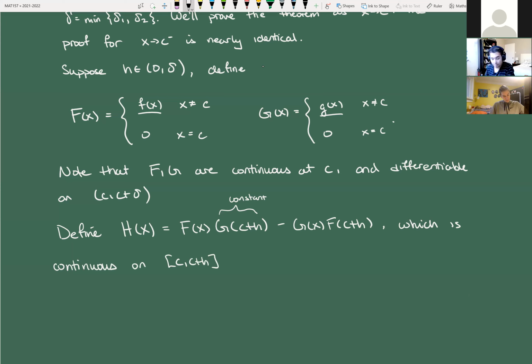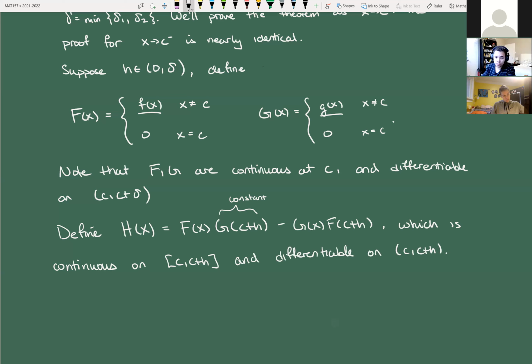Right? Because both capital F and capital G are continuous on that interval by construction. And this is just some constant times F minus some constant times G. So it's a linear combination of continuous functions, and is therefore continuous itself. And for the same reason, H is also going to be differentiable on the open interval C, C plus H. And just so you can guess what we're about to do, we're about to mean value theorem this thing.